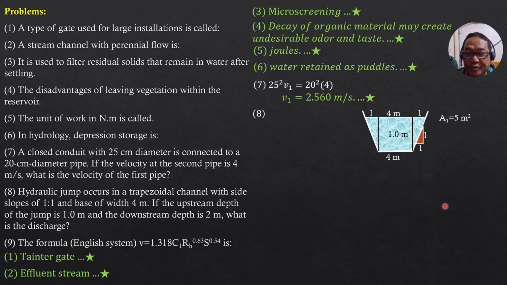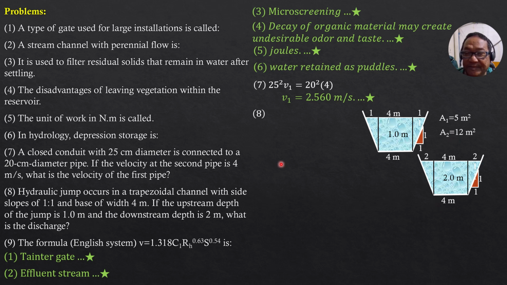Likewise, at section 2 where the depth of flow is 2 meters, the width at the bottom is 4, and this is also 2 because the depth is 2. This side is also 2 because the slope is 1 to 1. So therefore, area 2 is 4 times 2, which is 8, plus 1 half of 4 times 2, which is 4. So 8 plus 4 is 12 square meters.